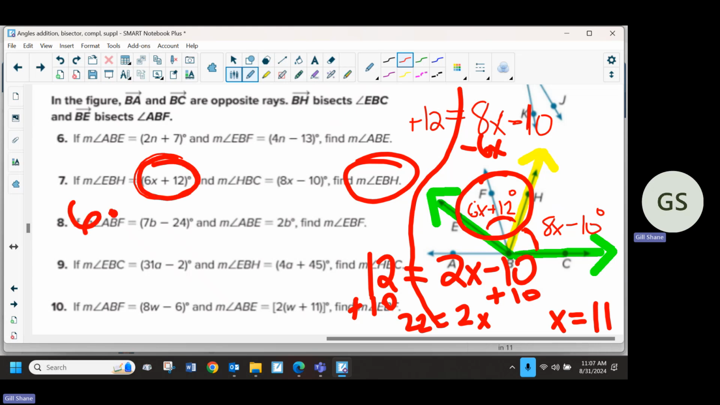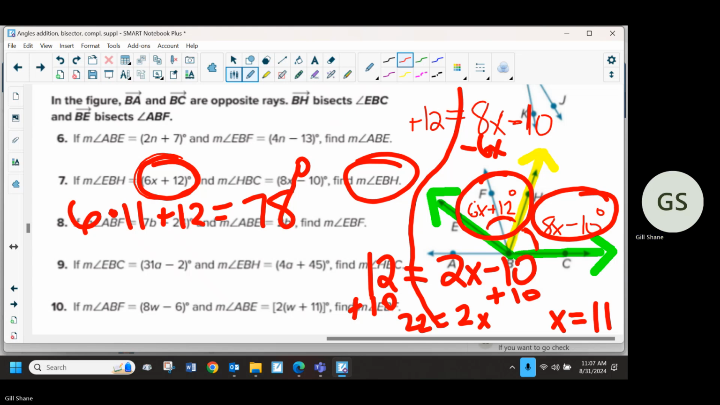So 6 times 11 plus 12 would be the measure of the angle. Again, that's why you don't freak out when you see these variables and numbers. Eventually, hopefully, you can solve and find what that number is after you get x. So 66 plus 12. So the measure of that angle should be 78 degrees, which means the measure of this angle should also be 78 if you want to go check it.